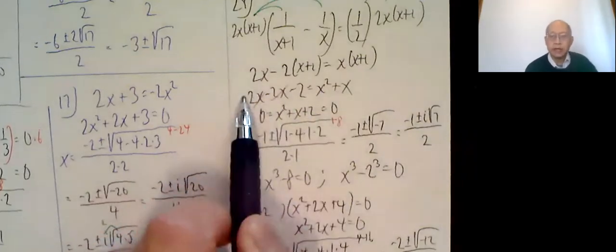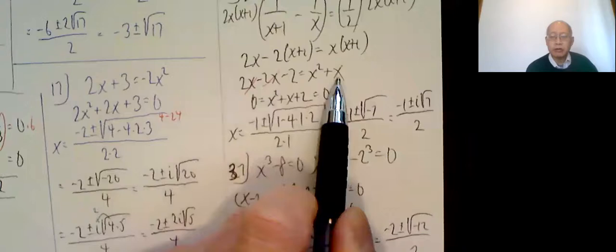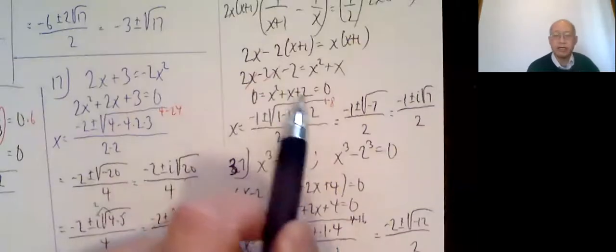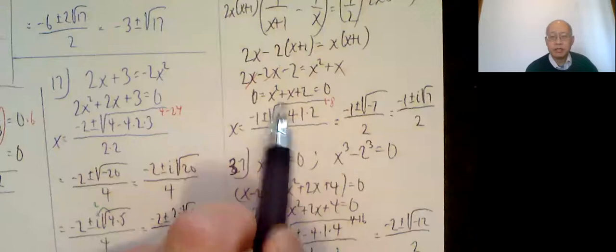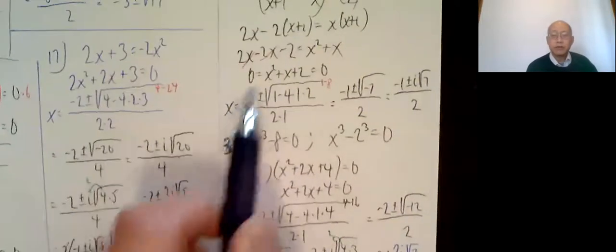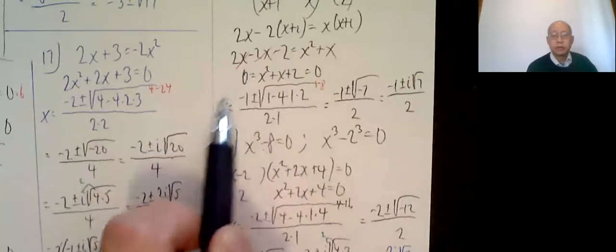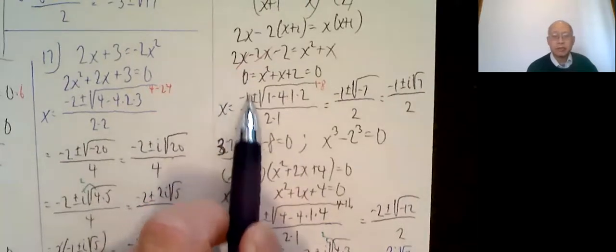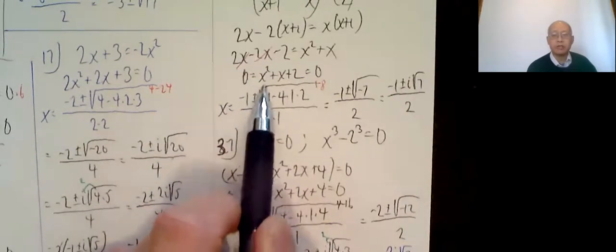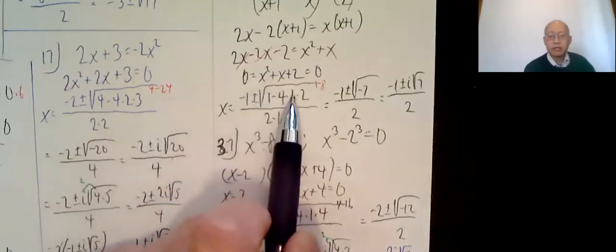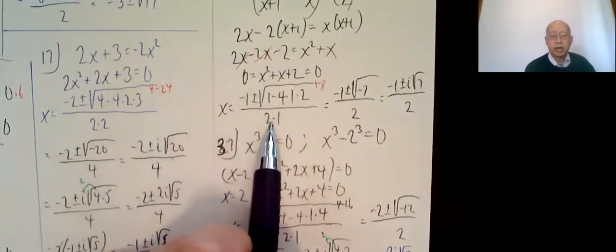These conveniently cancel out. Add 2 to both sides. So I have 0 on the left, but I will rewrite it with 0 on the right side. It's the same thing: x squared plus x plus 2. So a is 1, b is 1, c is 2. So x is negative b, negative 1, plus or minus the square root of b squared, 1 squared is 1, minus 4 times a, which is 1, times c, which is 2, all over 2 times a.